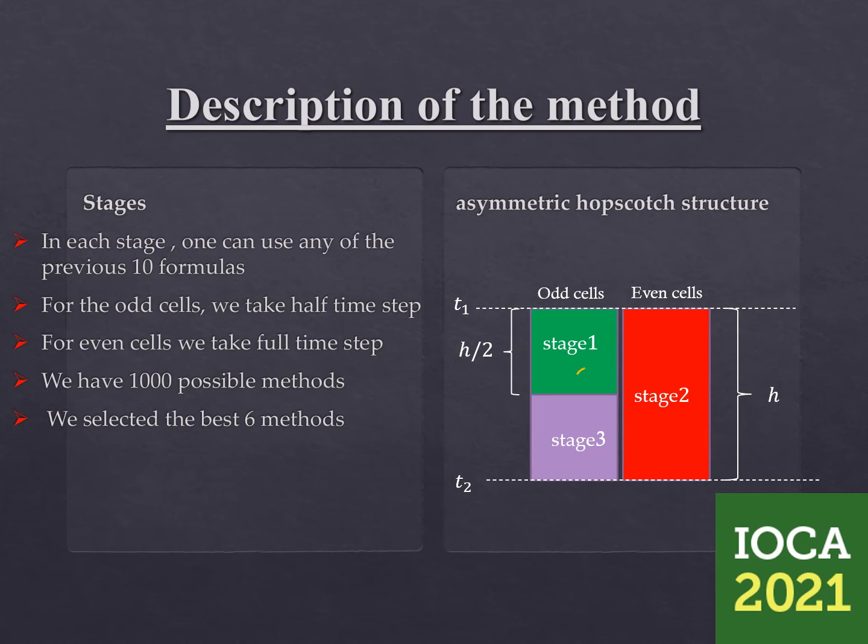After that, we go to the second stage for even cells, but in this case we take a full time step. We calculate the temperature again, and we go to the third stage for odd cells, and again we take a half time step. Since we have 10 formulas with 3 stages, we are left with 1,000 possible methods. In our experiment, we compared those 1,000 methods, and we selected the best 6 combinations of these methods.